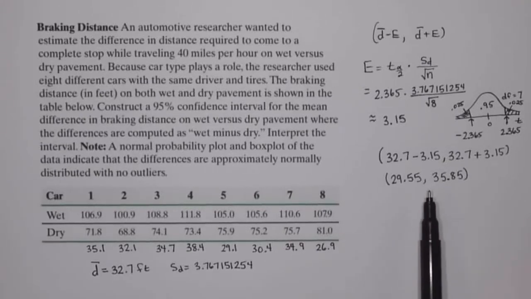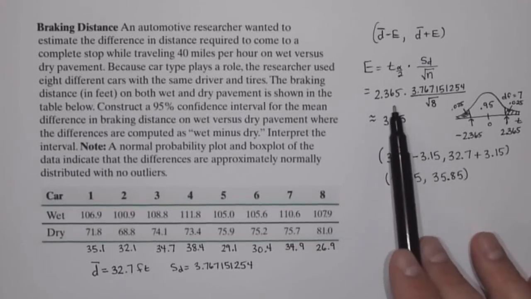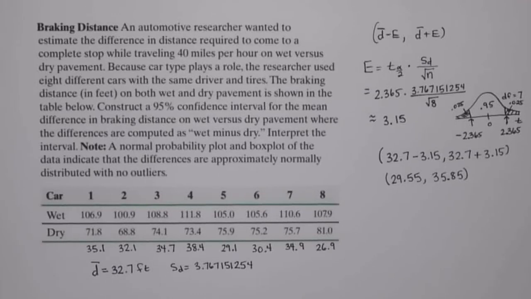Now this is our by hand computation. We did use the calculator to calculate D bar and S sub D, and we did use the calculator to come up with our critical value. But we could also use the calculator to directly find this confidence interval. So I want to show you that next.